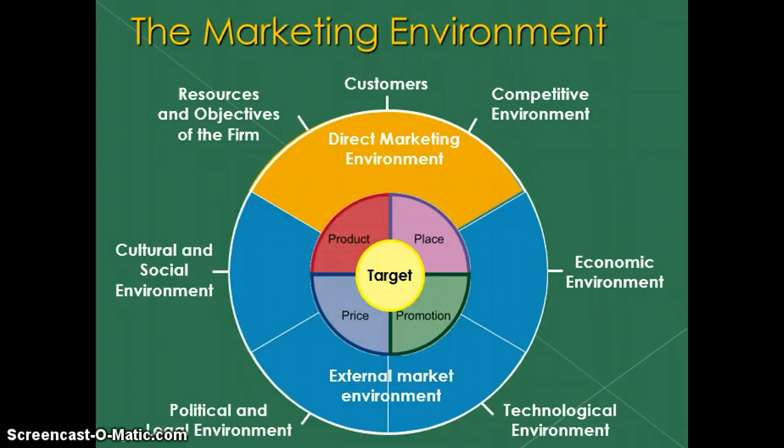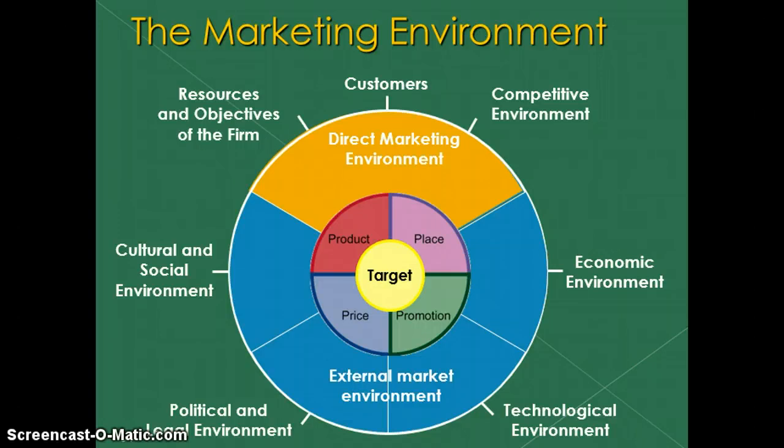All right, here's the market environment. You have at the top in the yellow the direct marketing environment, and down at the bottom those four categories that I mentioned before in the external market environment. So the direct market environment includes the customers, the resources and objectives of the company, and the firm's competition. You have to keep all of those in mind. As I mentioned before, the external market environment includes the economic environment, the technological environment, the political and legal environment, and the cultural and social environment.